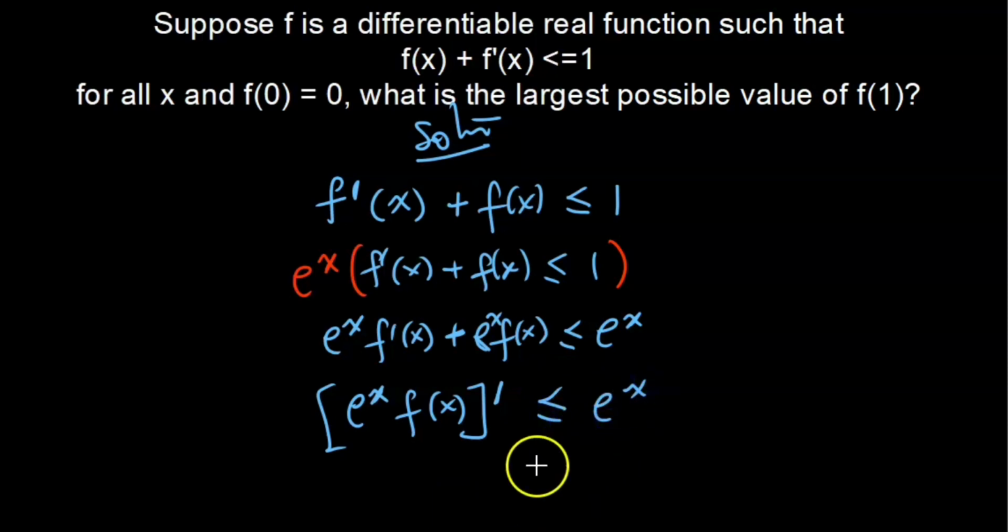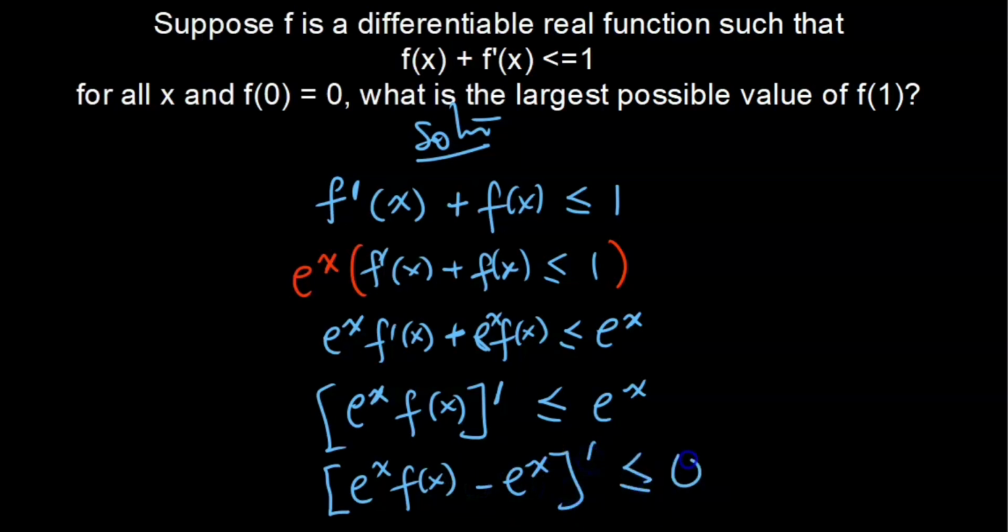Good. The next thing would be to move this term to the left hand side. I just want to clean things up on the right. So we move that term to the left. Notice what we have: the derivative of e to the power of x times f of x, minus e to the power of x, is less than or equal to 0. Well, you may say, why is that?